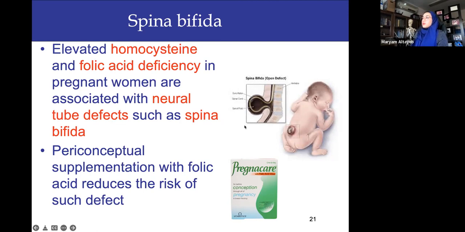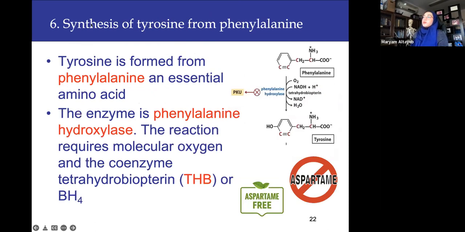All good? Okay. So moving on from spina bifida, we can synthesize tyrosine from phenylalanine. Remember, this is one of the things I told you guys was important. Again, the mnemonic is Private Tim Hall, first P is for phenylalanine. Phenylalanine is an essential amino acid. You cannot create it in the body. You must obtain it from the diet. The reaction of converting phenylalanine to tyrosine requires something called THB, or tetrahydrobiopterin. Tetrahydrobiopterin is one important element, and the enzyme is called phenylalanine hydroxylase.